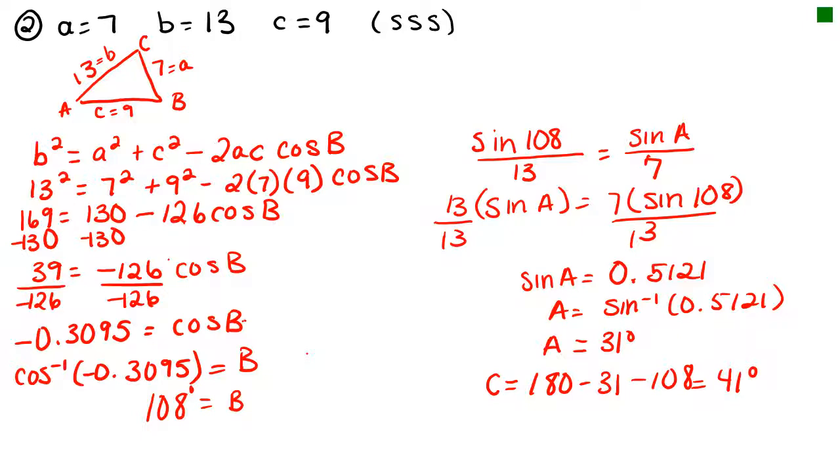It doesn't matter the order you find the angles in, by the way, you'll get the same answer. So if I found angle A using the law of cosines, I would have gotten 31 still. If I found C, I would have gotten 41 still. It doesn't matter the order. Just pick one to find and then go from there.